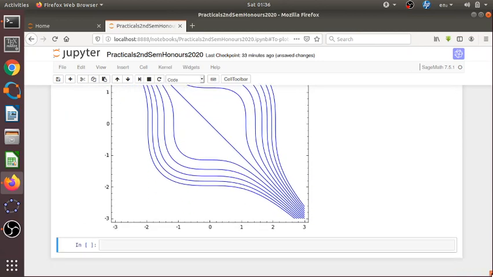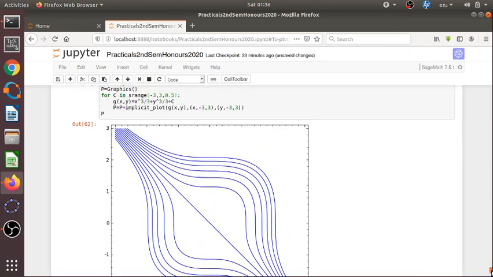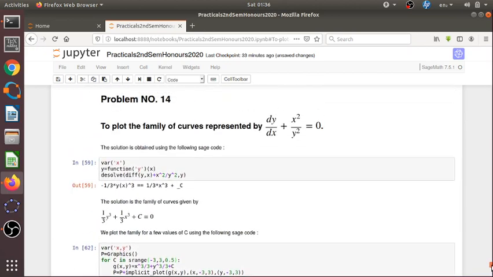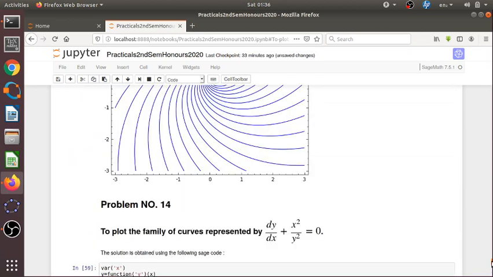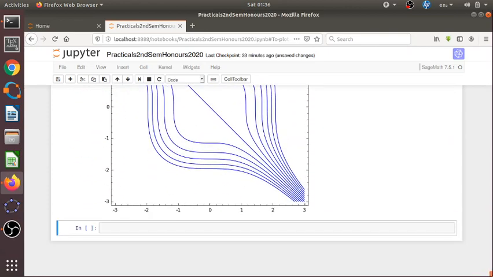So we have done plotting of the family of curves represented by first order differential equations. In the next lecture we will do the family of curves represented by second order differential equations, right? Okay, thank you.